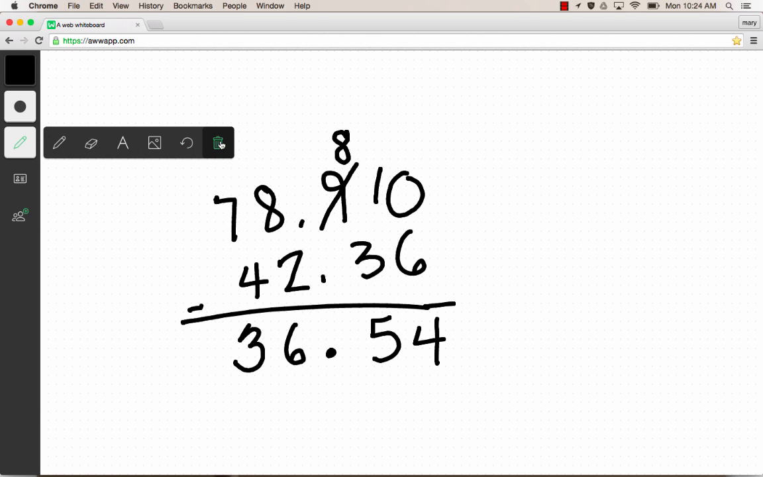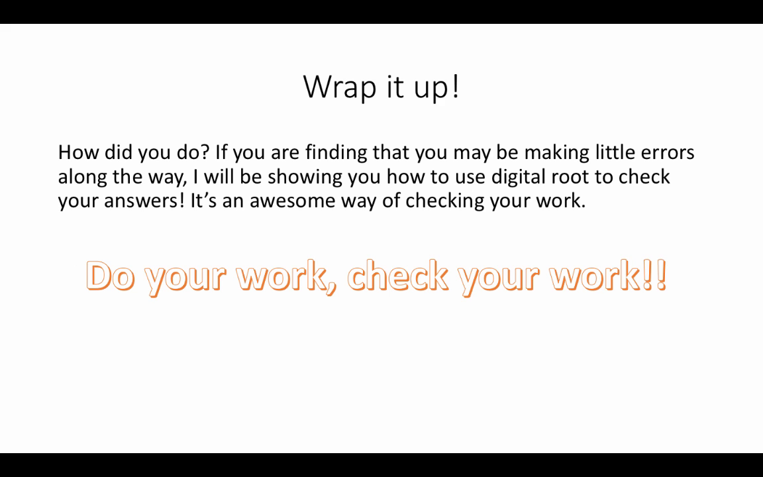So see how you did on those. If you have any problems or questions, I want you to star those. Okay, we're going to wrap this up and see how you did. If you're finding that you may be making little errors along the way, I'll be showing you how to use Digital Root in class to check your answers. It's an awesome way of checking your work.